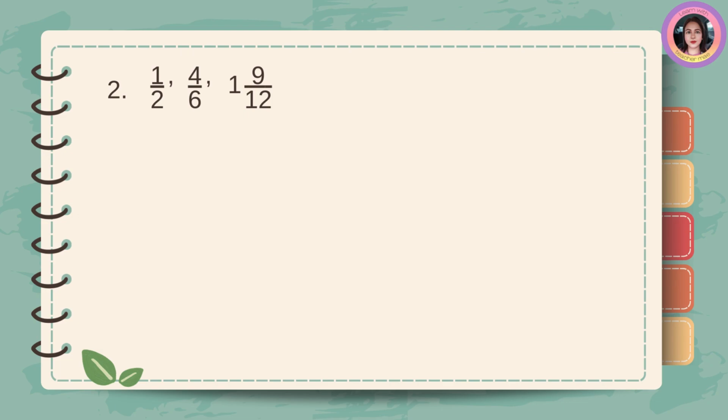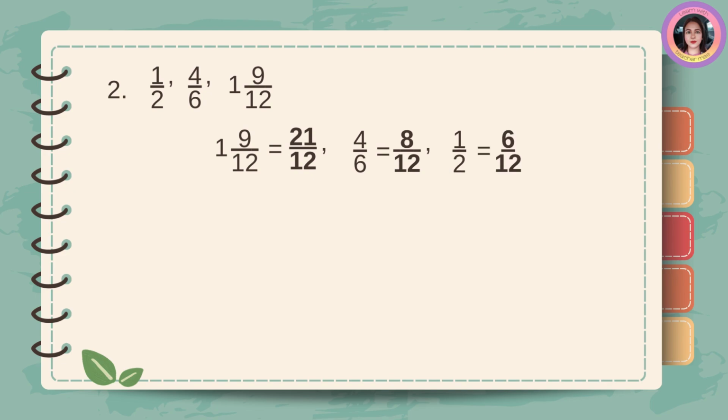Number 2, 1/2, 4/6, 1 and 9/12. To get the equivalent fractions, first find the LCD. The LCD of 2, 6, and 12 is 12. The equivalent fraction of 1 and 9/12 is 21/12. The equivalent fraction of 4/6 is 8/12. And the equivalent fraction of 1/2 is 6/12.